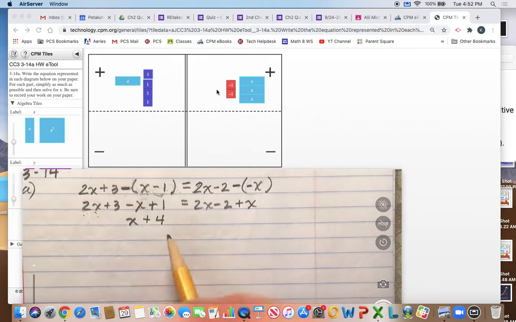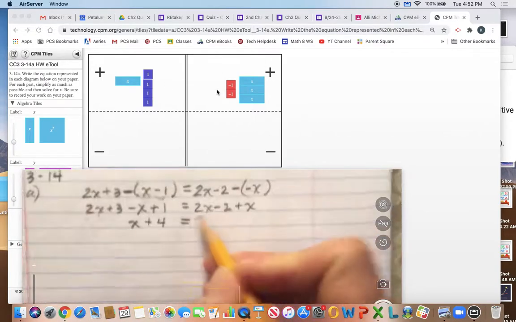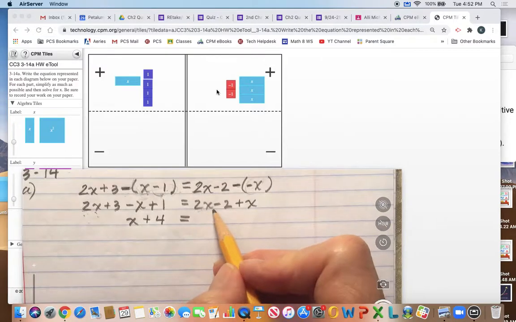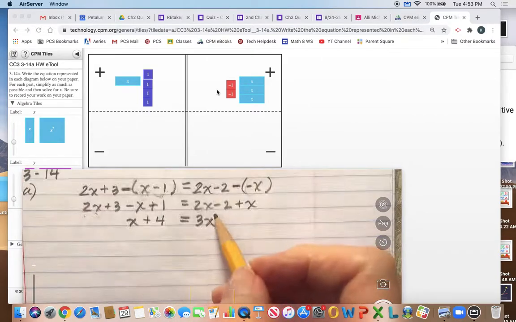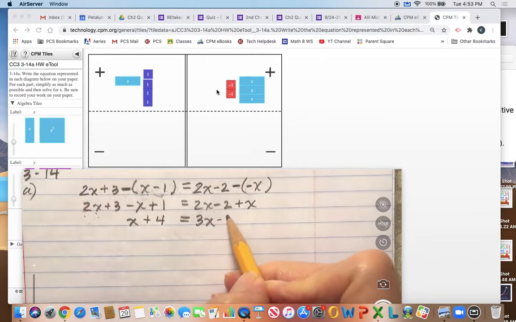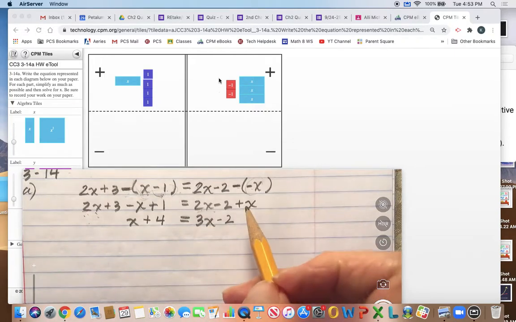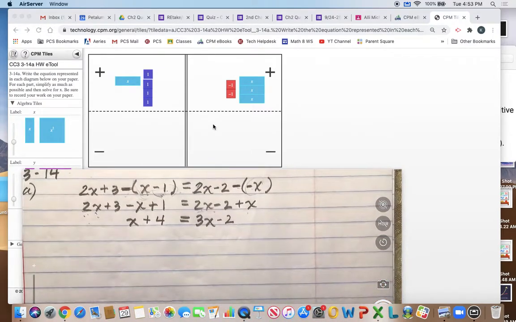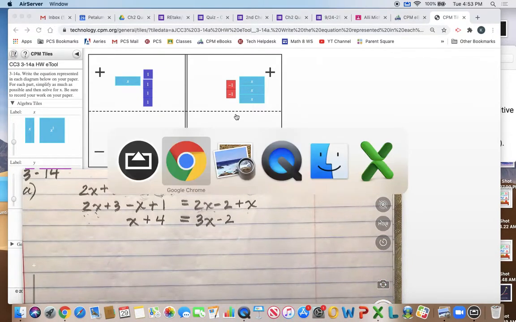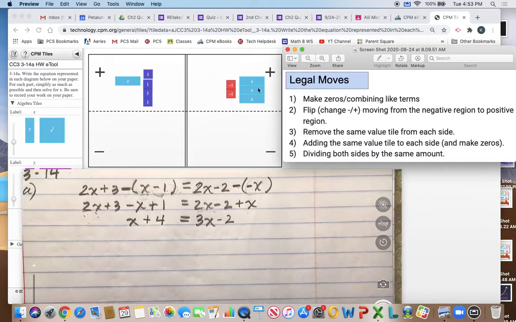So let's look over here on the other side. So we combined the 2x and the other x, and now we have 3 positive x's, and we still have this negative 2 here. And as you can see, that is exactly what we have up here too. Okay, so we know that we want to get the x's by themselves. So let's see, what else could we do?